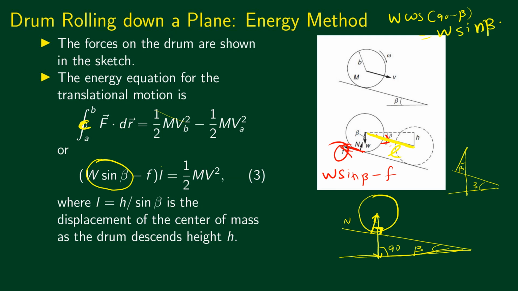This is equal to half m v square. Why half m v square? V is the final velocity. Initial velocity was given to be 0. So with initial velocity 0, we can write this as W sin beta minus F multiplied by L is equal to half m v square.